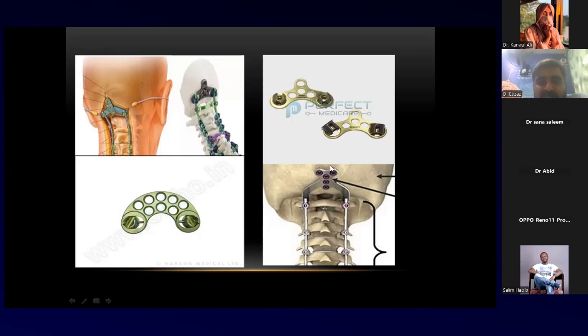Okay, when we see these drawbacks, we have some alternatives. What are the alternatives of this one? Anyone? What are alternatives of OC fusion, occipitocervical fusion?